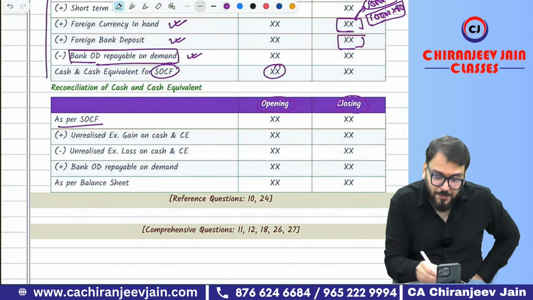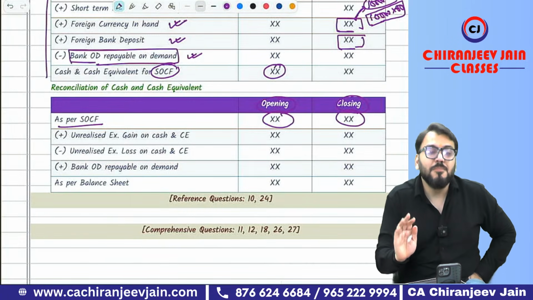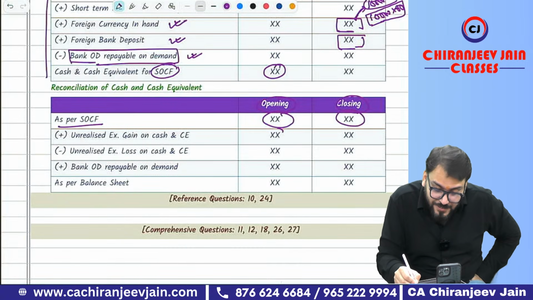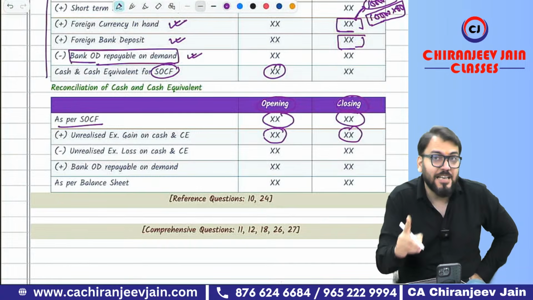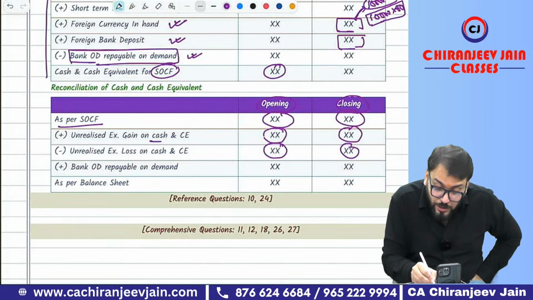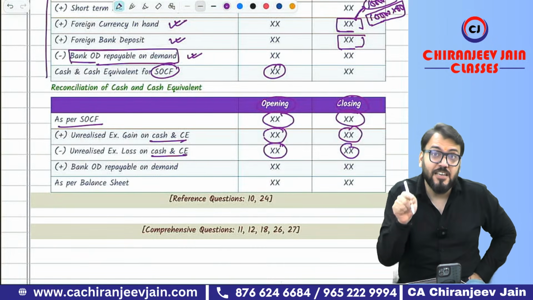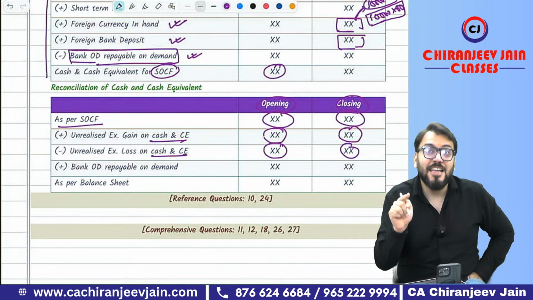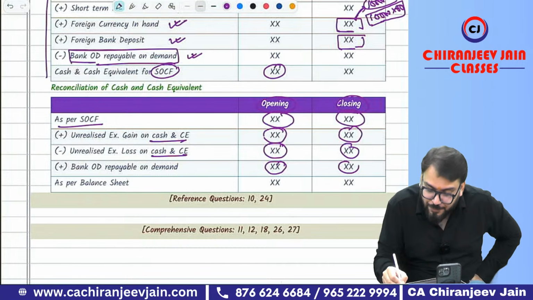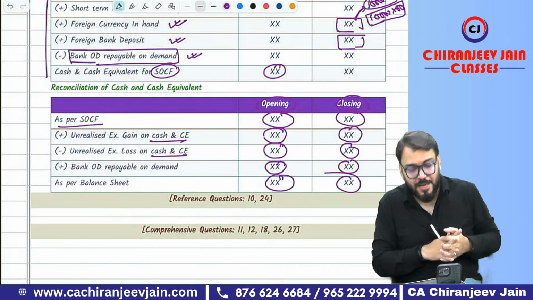First we write down cash and cash equivalent as per statement of cash flow. Then we will do adjustment for unrealized exchange gain. So we'll add unrealized exchange gain because that was eliminated, and deduct any unrealized exchange loss, but only on cash and cash equivalent. Understood this point? Then plus bank overdraft repayable on demand, and this will be as per balance sheet.